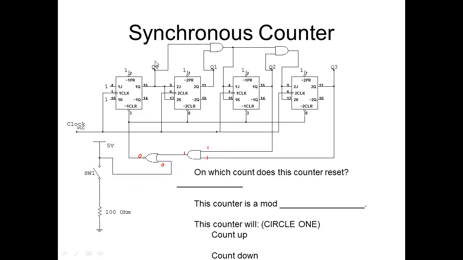You figure out the reset number by the same method we used last time. 1, 2, 4, and 8. And we have 4 plus 8 equals 12. So we've got 12 for reset. The counter actually goes from 0 to 11, so that's still a mod 12. And we still count up, so we didn't change anything there.